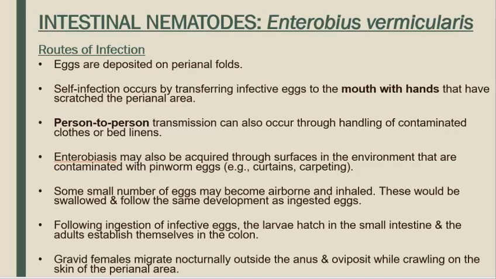Some small number of eggs may become airborne or inhaled. These would be swallowed and follow the same development as ingested eggs. Following ingestion of the infected eggs, the larvae will hatch in the small intestine and the adults will establish themselves in the colon. The gravid females, gravid meaning pregnant or egg-carrying, migrate nocturnally outside the anus and ovipost, lay their eggs while crawling on the skin of the perianal area. So around the outside of the anus area.